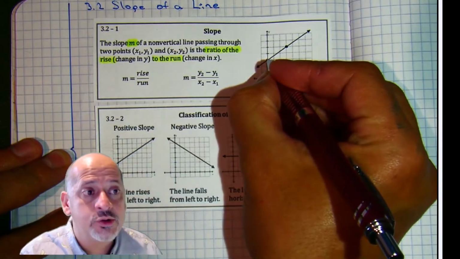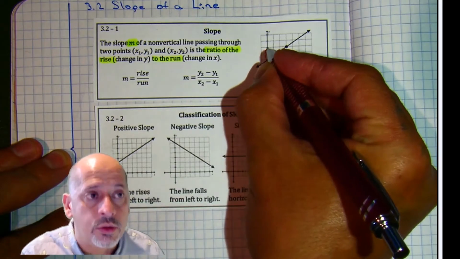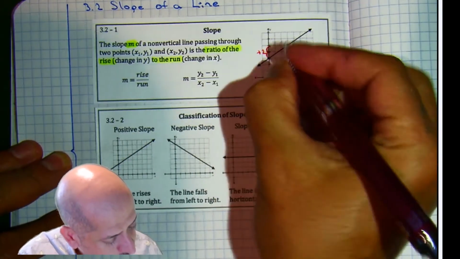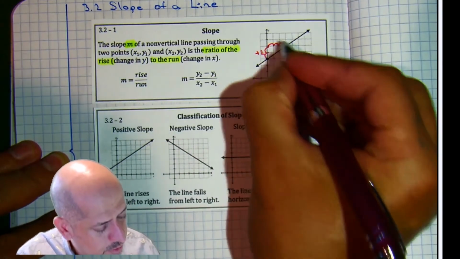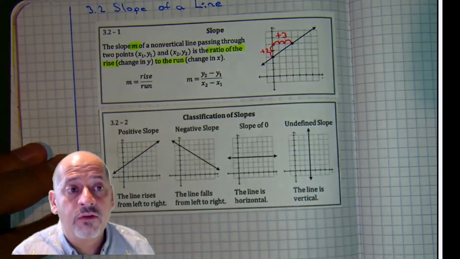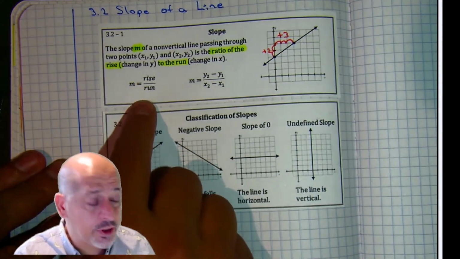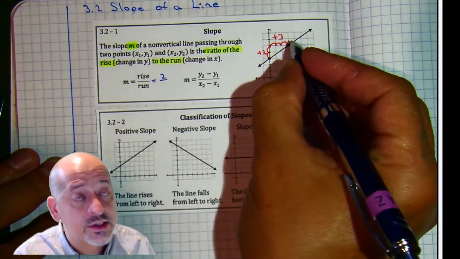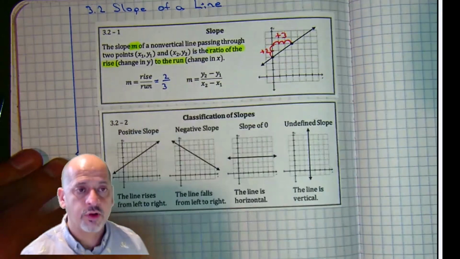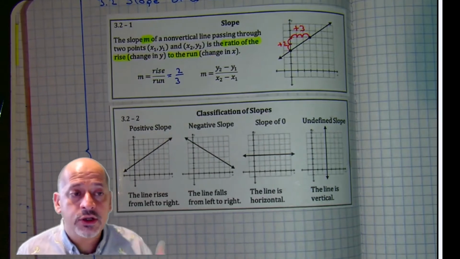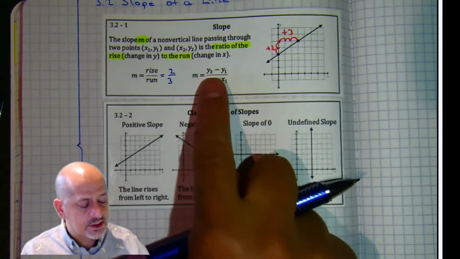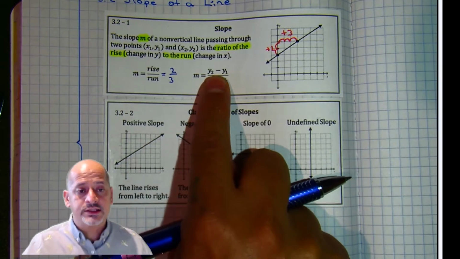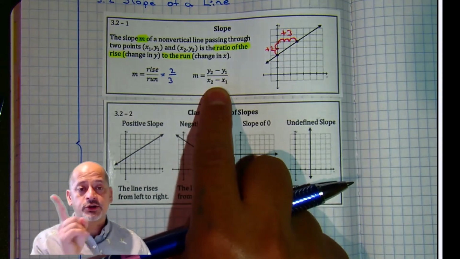I'm going to go up. How many times do I need to go up? 1, 2. So I went up, therefore it'll be positive 2. And to the right, 1, 2, 3. Positive 3. So therefore, my slope is my rise over the run. So in this case, the rise is 2 over the run is 3. So therefore my slope is 2 over 3. But we also know that we can actually use this formula up there, which is the difference of the y's over the difference of the x's. The difference of the y's is going to tell us the rise. The difference of the x's is going to tell us the run.